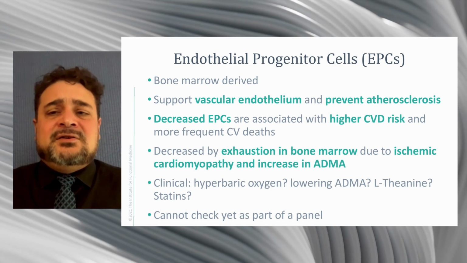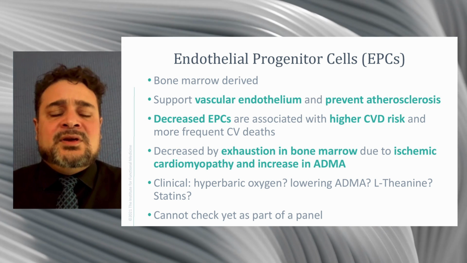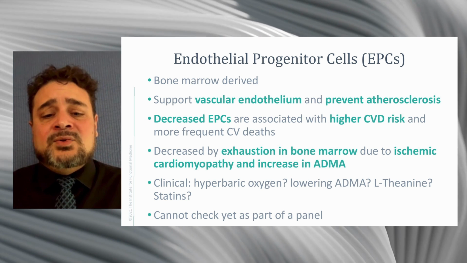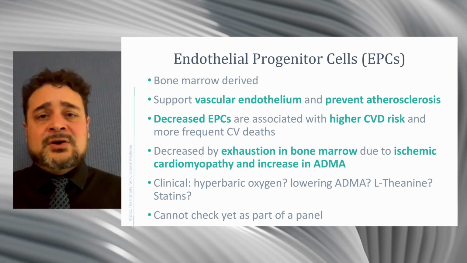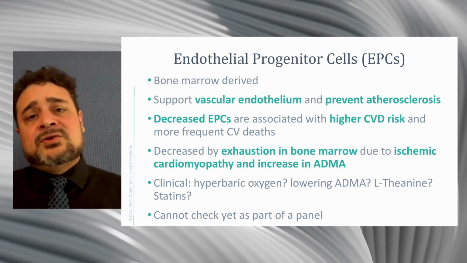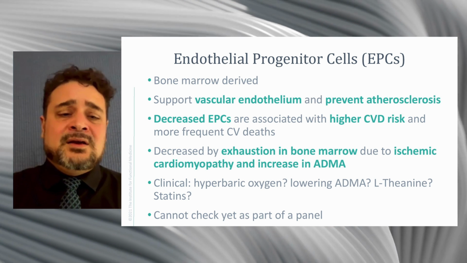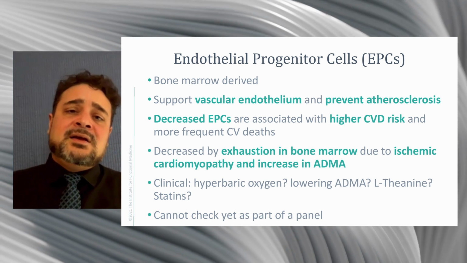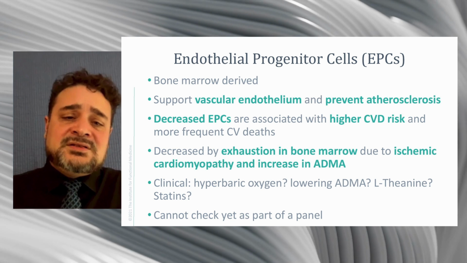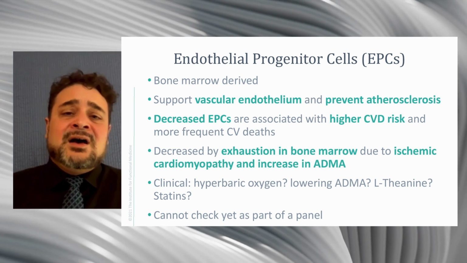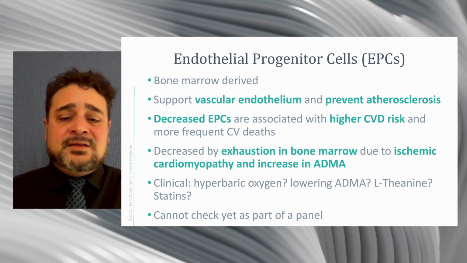You have endothelial progenitor cells, and basically these can get exhausted, and what they do is they help repair the cardiovascular system. And if they're low, it increases your risk of getting a heart attack. Clinically, hyperbaric oxygen may increase the endothelial progenitor cells. Unfortunately, there's no quick way of checking these.